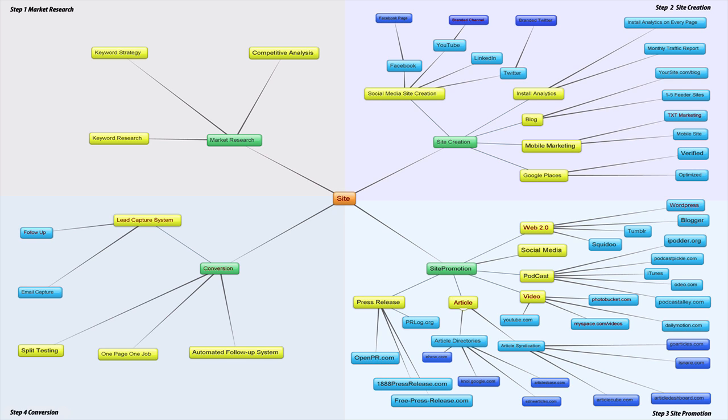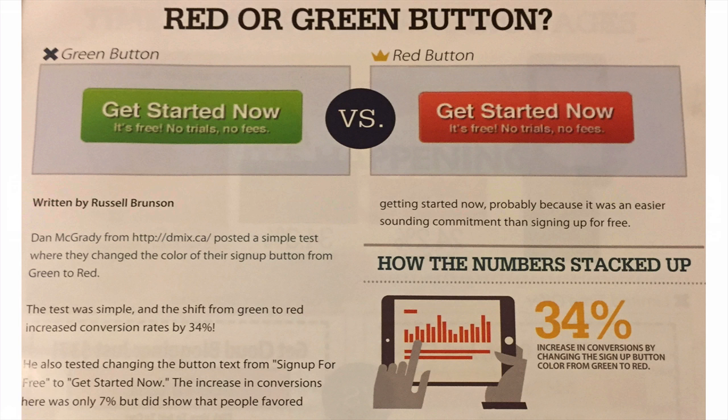It's basically a book of a bunch of different split tests that they found or read, and this is one of them. On one website, it was actually Dan McGrady from DMIX.ca. He wanted to test a green button versus a red button, right? One simple test that he ran got him a 34% increase in his conversions, right? 34% increase doing one simple thing, changing the colors. I mean, I wonder what would happen if he changed it to that Amazon yellow button, right?